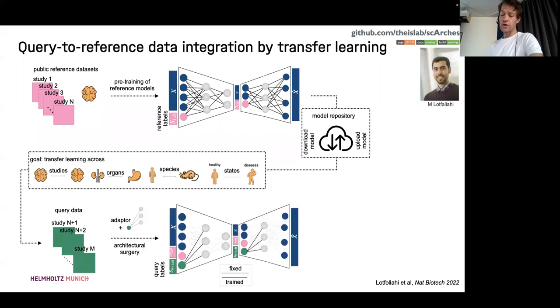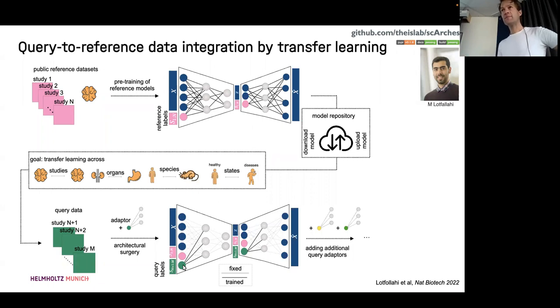And this is essentially what we do. So you take this network for a new query. Now you need to take those query labels here. You need to modify the architecture of the network. That's why we call it single cell architecture surgery. Your network adds new information and you need to change that. And that's what we do here. And this is also what we can share.